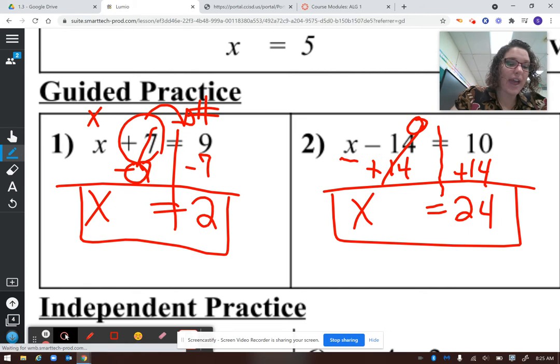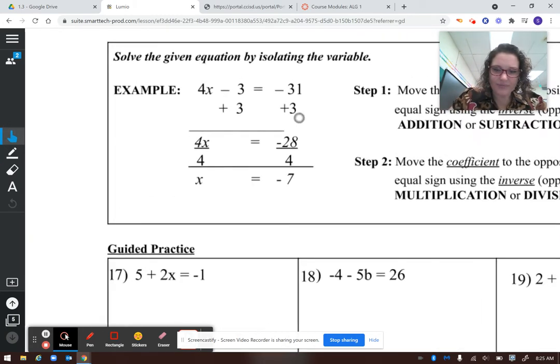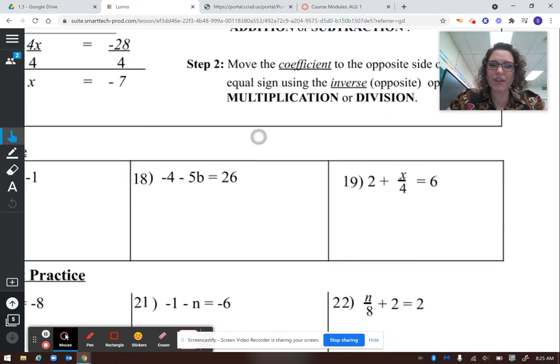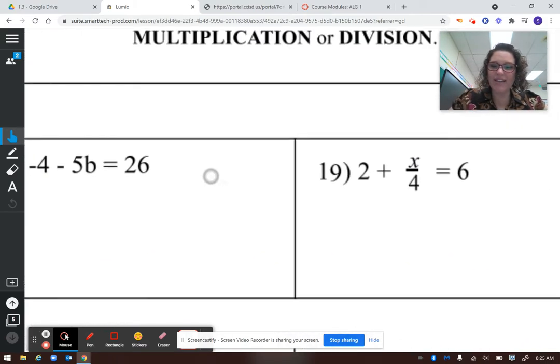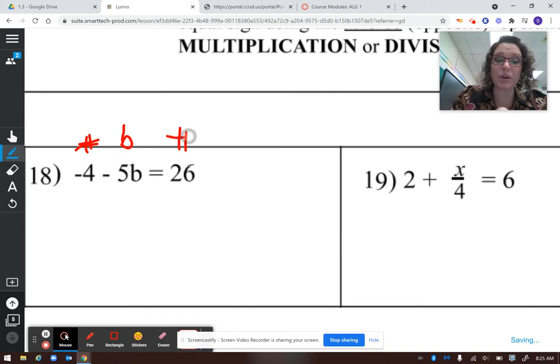Let's take a look at two-step equations. Here's with two-step equations. I would like to look at number 18 and 19 here on this example. When I glanced at it, I could see something different about it that might be helpful for you. I notice that this one has the 5 with a b with it, and this one's a number.